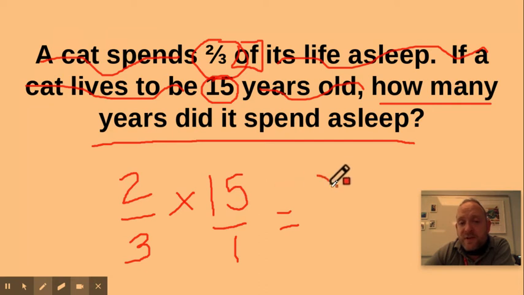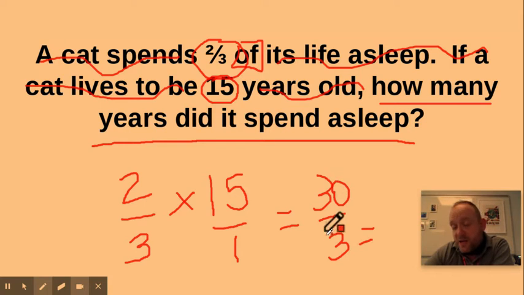So 2 times 15 is 30. And our bottom number, 3 times 1 is 3. Now, unfortunately, we cannot leave this as a fraction because 30/3 years doesn't really make sense. We want to know exactly how many years. But look at this number. You should know this off the top of your head. This is 30 divided by 3, remember the fraction bar can also be used as the division sign.